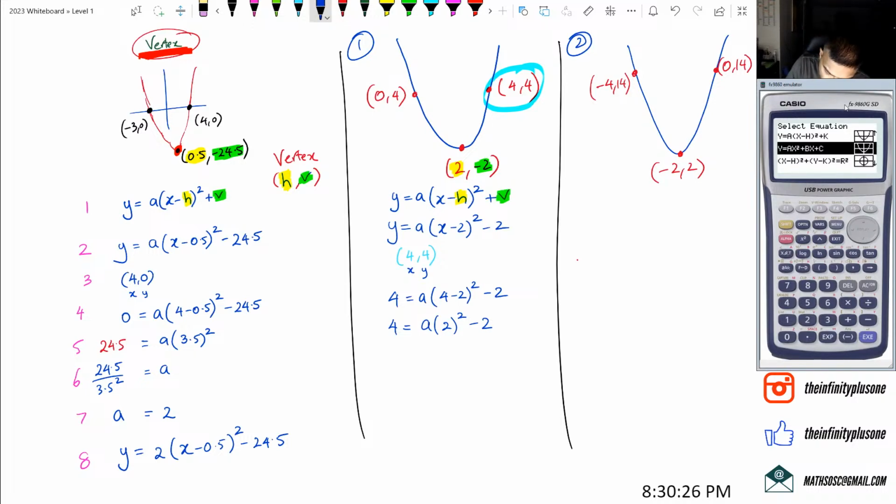So -2 comes across, which means it'll become +2. So I've got 4 + 2 equals a times 4. So I've got 6 equals 4a, and then a is equal to 6 over 4. A is equal to 1.5. So my answer is going to be y equals 1.5(x minus 2) squared minus 2.